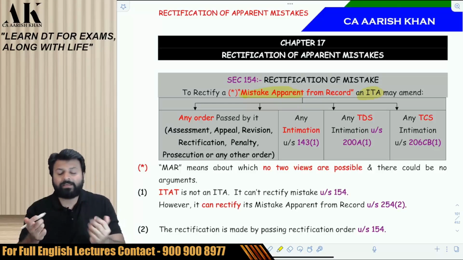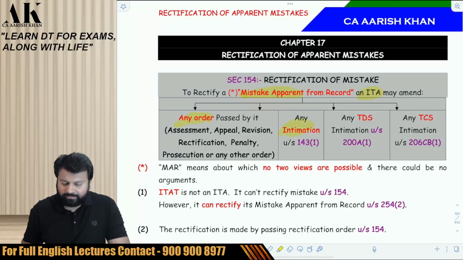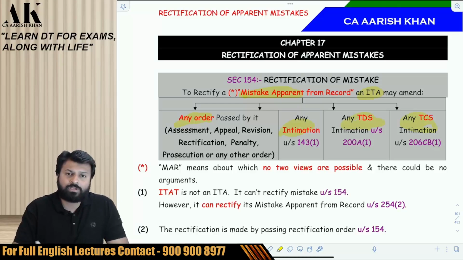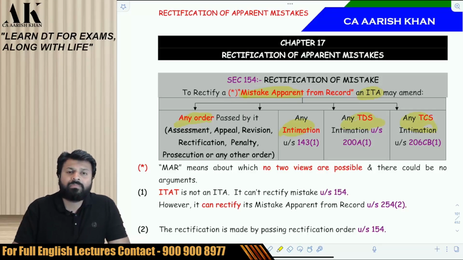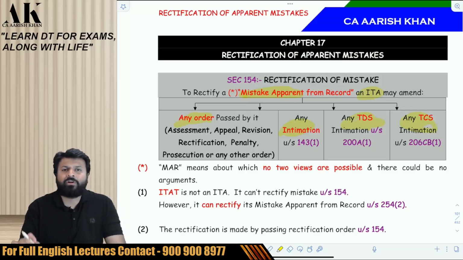Now, where is the mistake? The mistake is in the order, or it is in the intimation under 143(1) or TDS intimation or TCS intimation. So the department can rectify an apparent mistake in any of the orders, whether it is an assessment order, penalty order, rectification order, appeal order, revision order, any kind of order which is passed under this Act. Department can rectify that particular order.